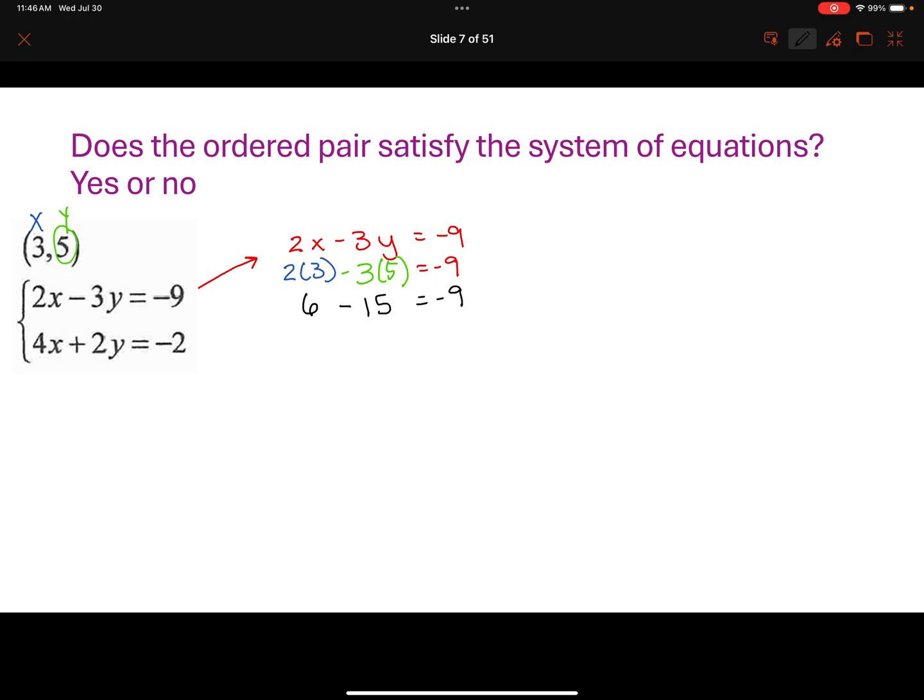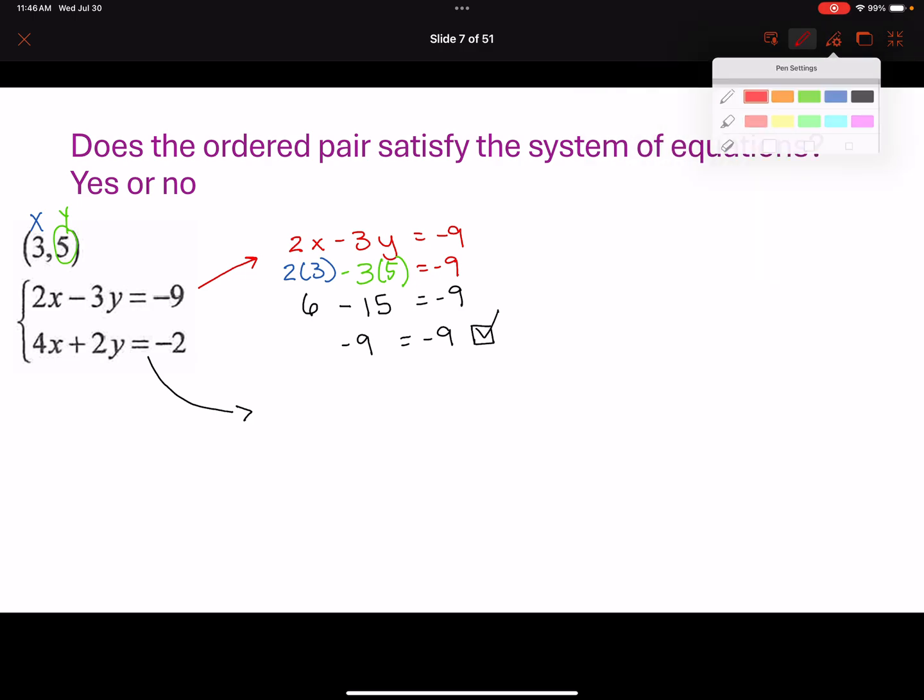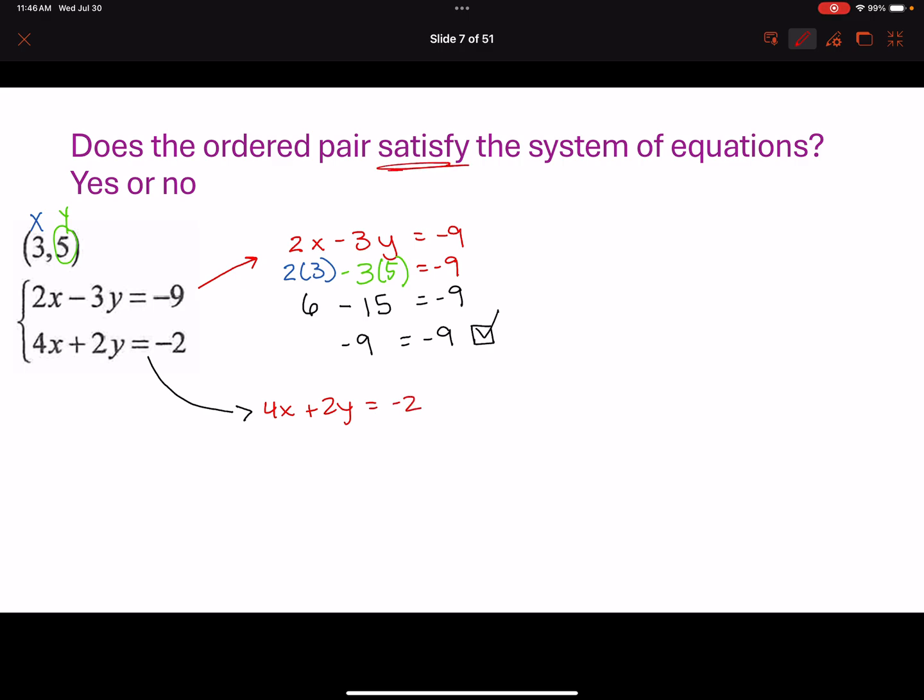6 minus 15, this is putting us in the negatives. These are those scenarios where we don't have enough money or we're still owing people money. We're at negative 9 equals negative 9. So that's great. It works for the first equation. But we also have to test the second equation, which is 4x plus 2y equals negative 2. Because in order for it to satisfy the system, it has to work for both equations. All right, they both have to be a yes.